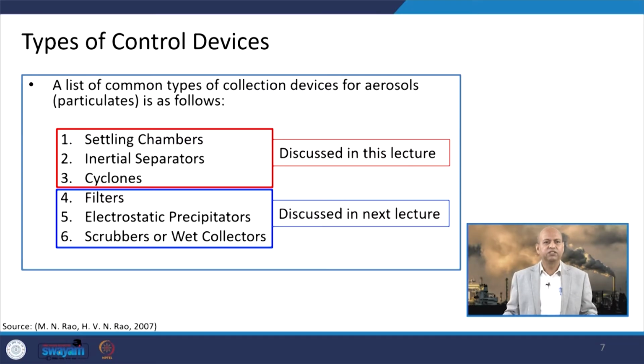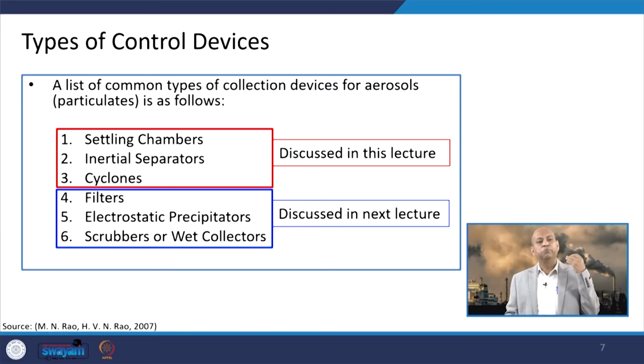That is why we discussed just now about this. Then if we talk about what kind of devices are available in industrial pollution control, the list of common types of these air pollution control devices or collection devices of aerosols or particulate matter is like settling chambers, inertial separators, or cyclones. These 3 types of devices we will discuss today.